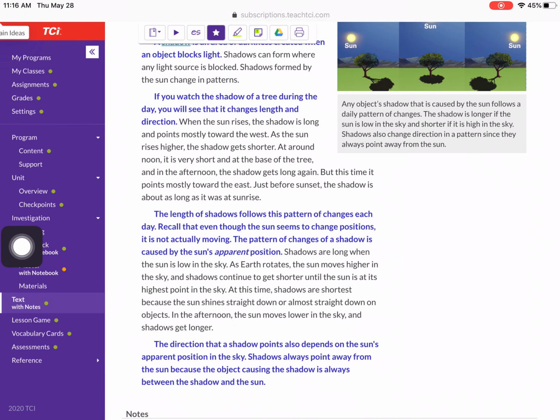The length of shadows follows this pattern of changes each day. Recall that even though the sun seems to change positions, it is not actually moving. The pattern of changes of a shadow is caused by the sun's apparent position. Shadows are long when the sun is low in the sky. As Earth rotates, the sun moves higher in the sky, and shadows continue to get shorter until the sun is at its highest point in the sky. At this time, shadows are shortest because the sun shines straight down, or almost straight down, on objects. In the afternoon, the sun moves lower in the sky, and the shadows get longer.